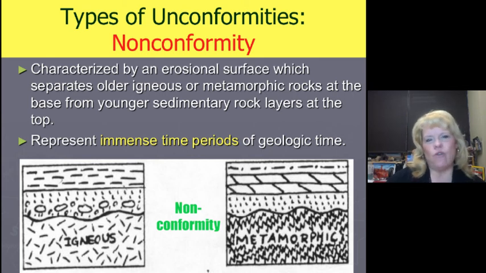They have a different kind of rock at the bottom, igneous and/or metamorphic. And oftentimes you can find igneous and metamorphic rocks side by side in the field because of the way metamorphic rocks impact, especially igneous rocks. So typically a nonconformity represents an immense amount of missing geologic time.